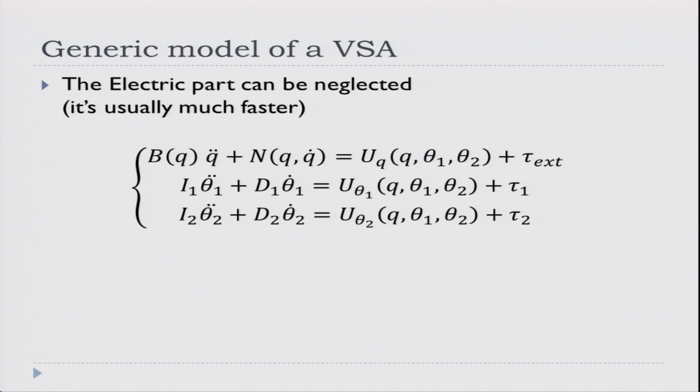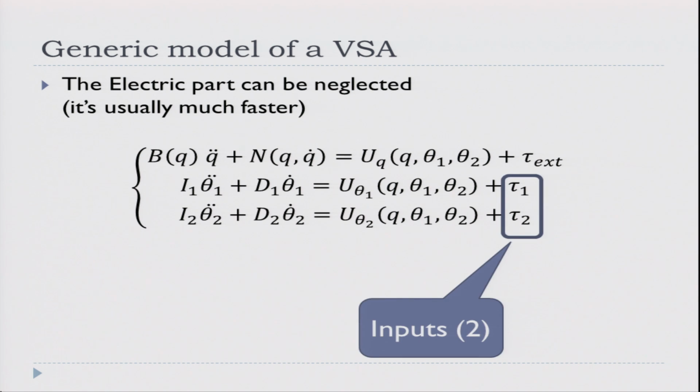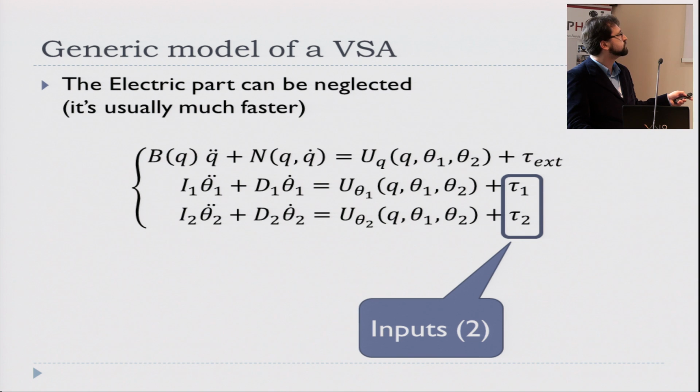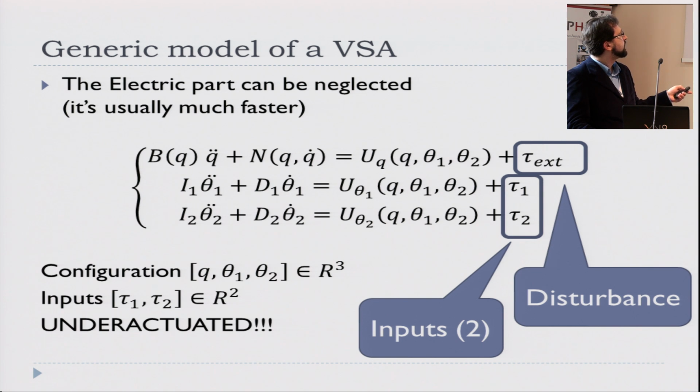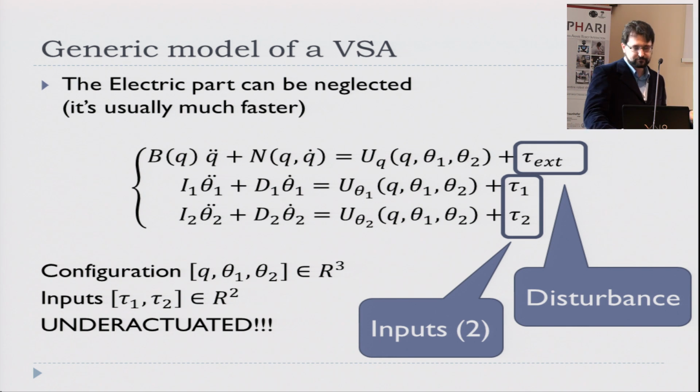So what you get in the end is something like this. It's a system which has 2 inputs, tau 1 and tau 2, which are the torques applied by the motors on their axis. And then you have 1 disturbance, potentially, which is the external torque. And then you have a configuration space, which is determined by Q, theta 1 and theta 2. So it has size 3, while the inputs are 2. So the system is underactuated. This is very important, and you will see in the later lessons that this is what causes much of the difficulties in controlling variable stiffness robots.